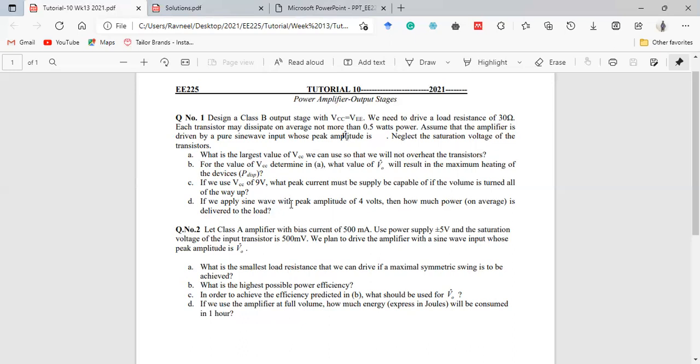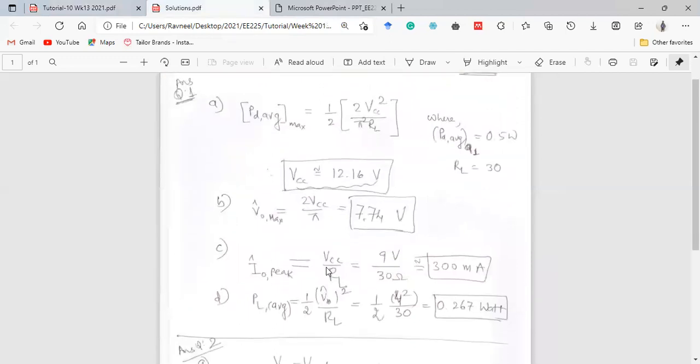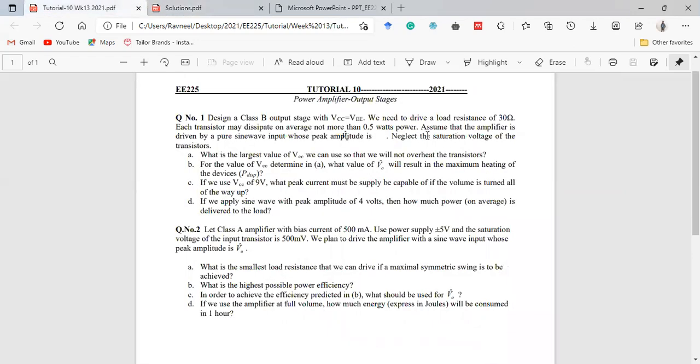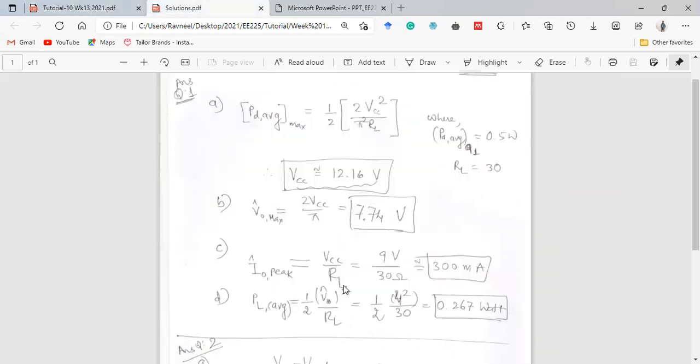Basically it has said that we have to ignore the saturation voltage. So in that particular case, I peak is basically equivalent to VCC divided by RL. If we had to consider the saturation voltage, it would have become VCC minus the saturation voltage divided by RL. However, the question did say neglect the saturation voltage of the transistor. So it will be just VCC divided by load resistance.